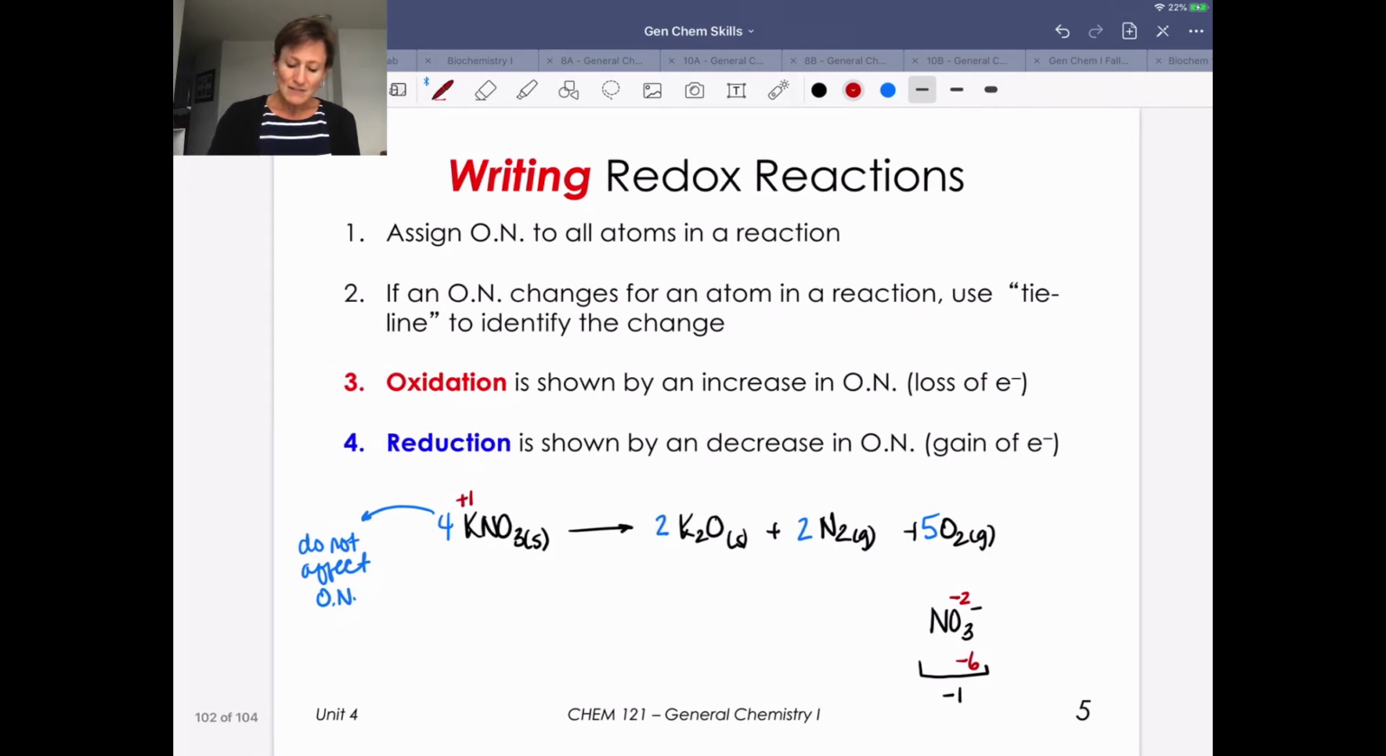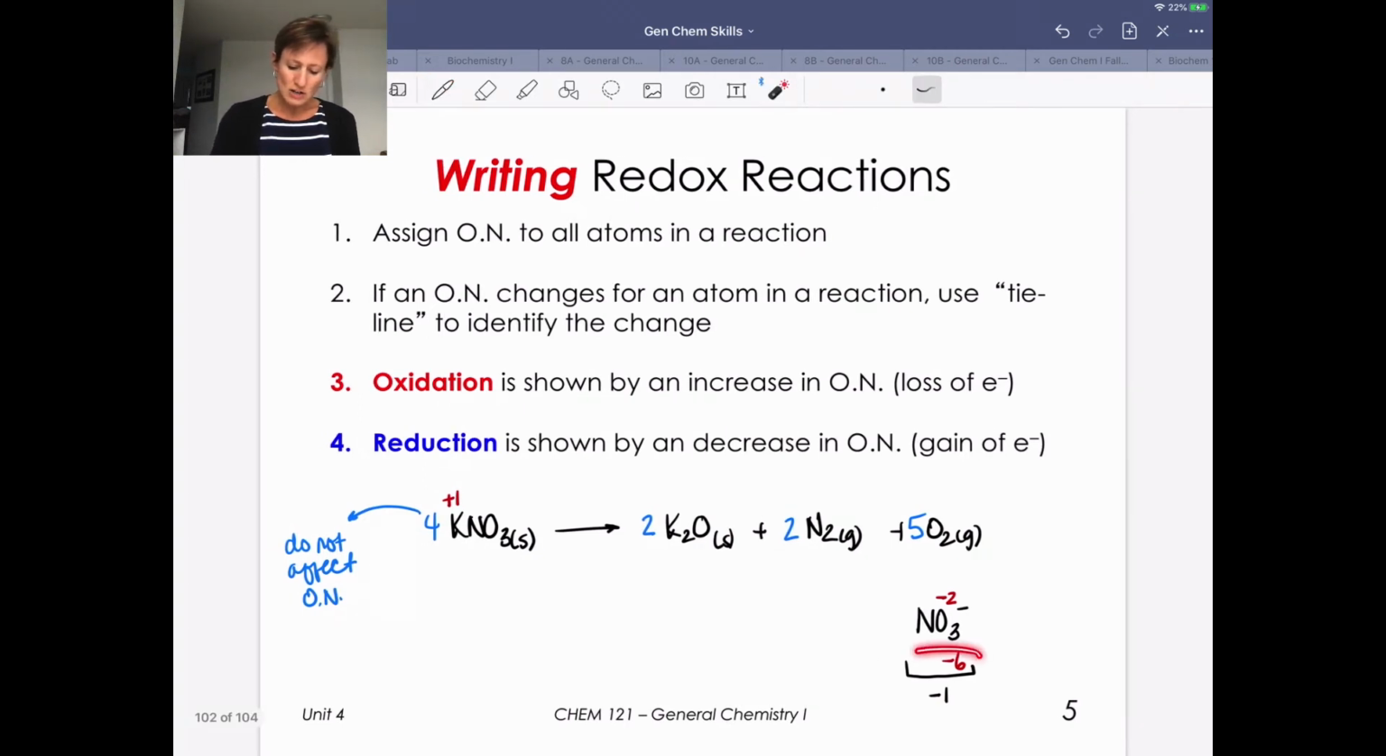If I know that the overall charge on my ion is -1, hopefully it makes sense that the contribution of charge from my nitrogen is +5. Since there's only one nitrogen atom, that must mean that the oxidation number on that nitrogen is +5. Okay? I would encourage you to go through and practice this with a few other polyatomic ions. Practice identifying those oxidation numbers on those individual species.